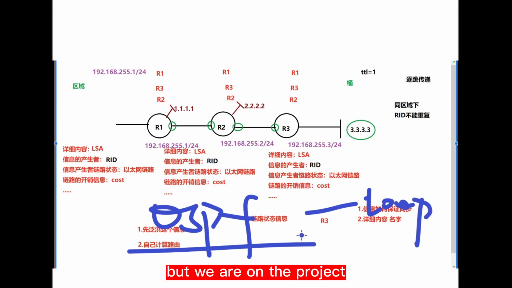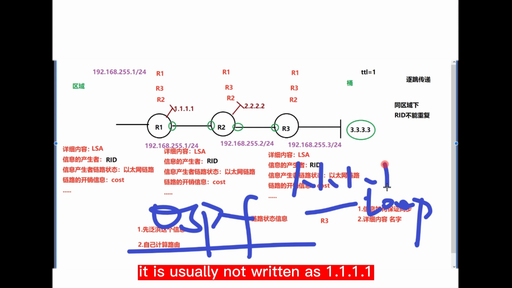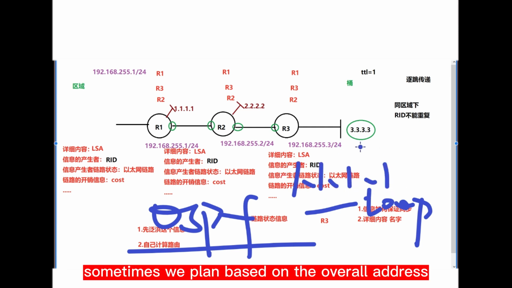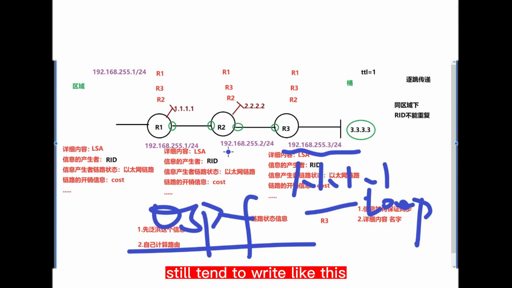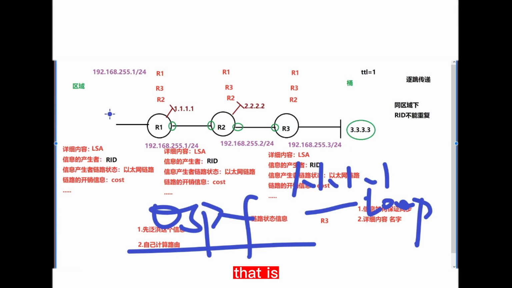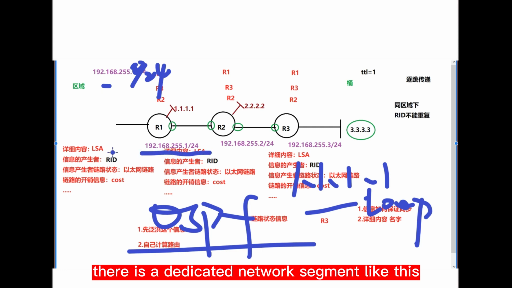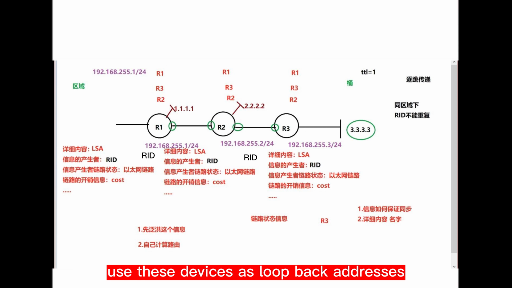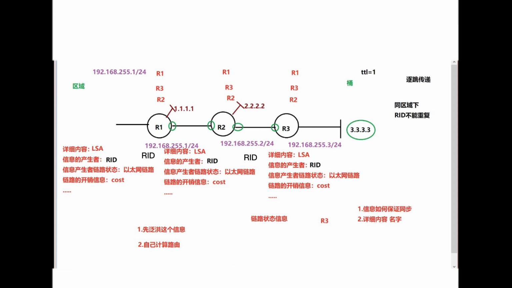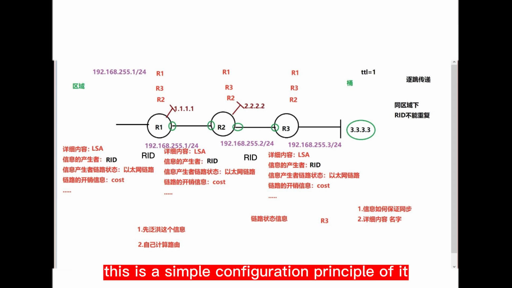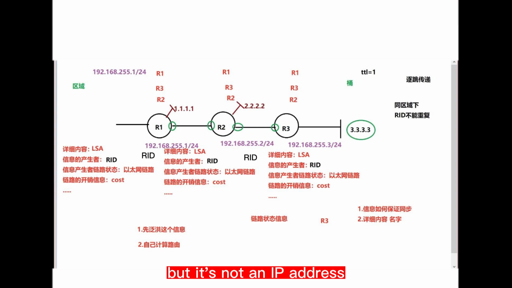But in a project, it is usually not written as 1.1.1.1. Sometimes we plan based on the overall address, and still tend to write it like this. That is, there is a dedicated network segment like this, and these devices use it for loopback addresses and router IDs. This is a simple configuration principle of it. Now its configuration format is dotted decimal, but it's not an IP address.